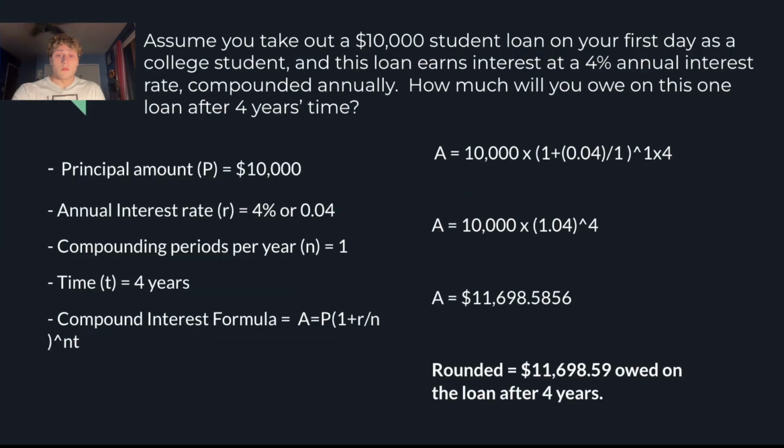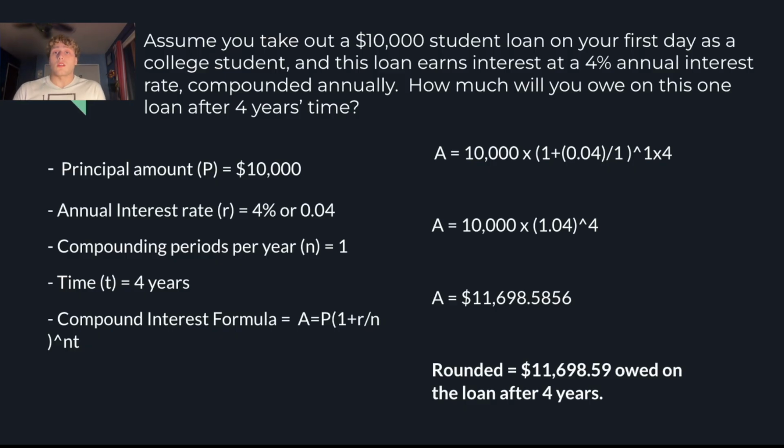So moving forward, I'm going to run through this question by question, just to explain all aspects of what was asked on my end of this project. Starting with question one: assuming you take out a $10,000 student loan on your first day as a college student, and this loan earns an interest of 4% annually, compounded annually as well, how much will you owe on this one loan after 4 years' time?